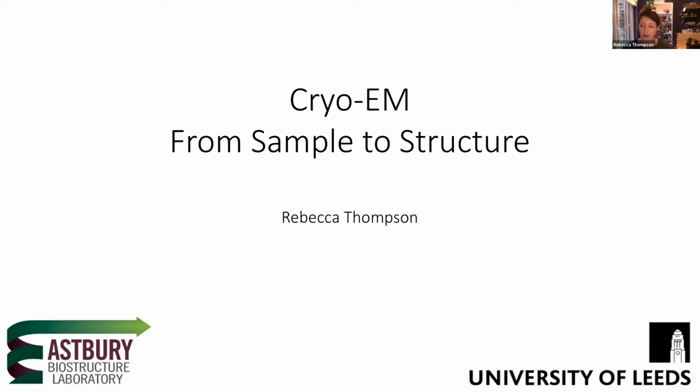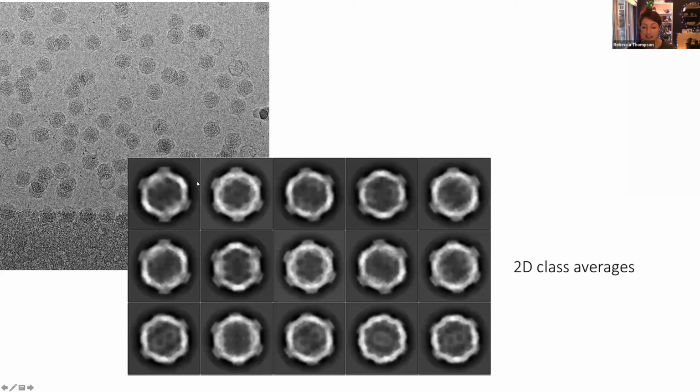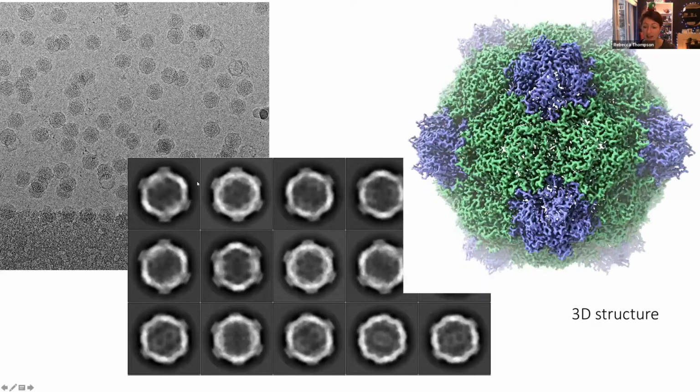So when we talk about single particle cryo-electron microscopy, what we're typically talking about is a technique by which we take a macromolecular complex, for example, this virus captured here, and we take hundreds to thousands of raw images, each of which would contain tens to hundreds of raw particles. And then we apply averaging techniques to generate, first of all, two-dimensional class averages, and then eventually generate our hopefully high resolution three-dimensional structure.